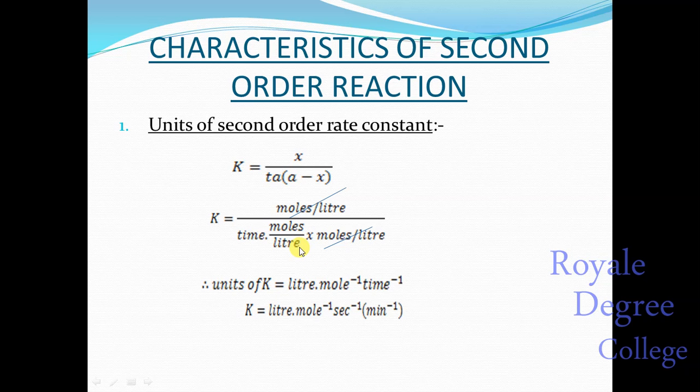Then time to the power minus 1, which is also reciprocal. Or, once again, see the units of K: it is equal to liter, which becomes reciprocal, into mole, which goes from the denominator to the numerator, so mole inverse. Then time, from the denominator to the numerator, so time to the power minus 1. Now the unit of time we can take in seconds or minutes. If we take seconds, it is second inverse, or minutes inverse. The rest of the things are as it is.